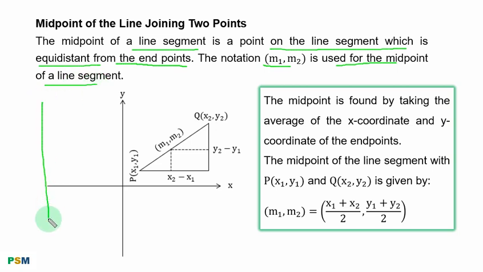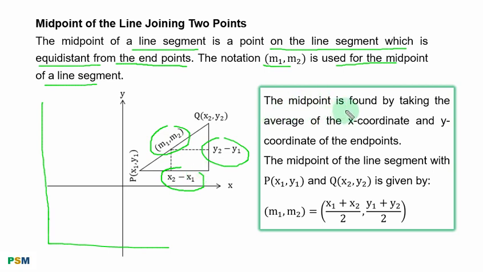You have the rectangular coordinate plane with the X and Y axes. You have point P and point Q, and the midpoint M1, M2. You trace the midpoint to the X axis, then the Y axis. You have the differences between the 2 points.